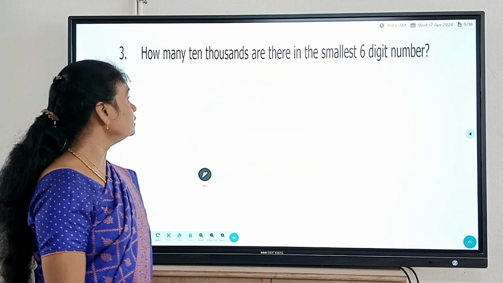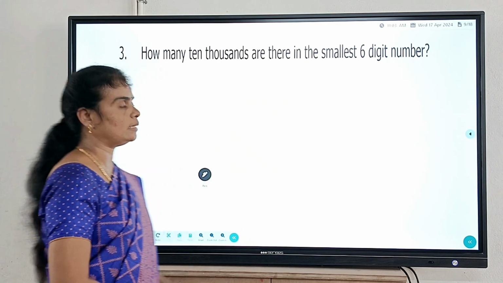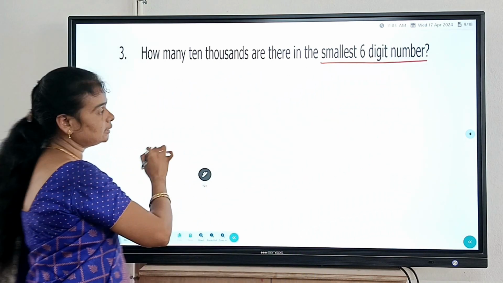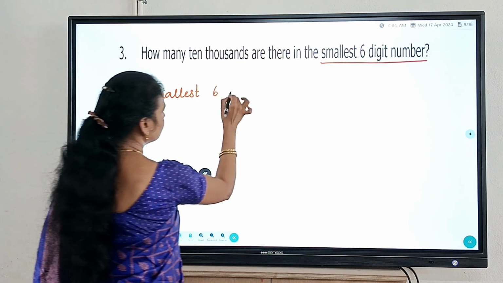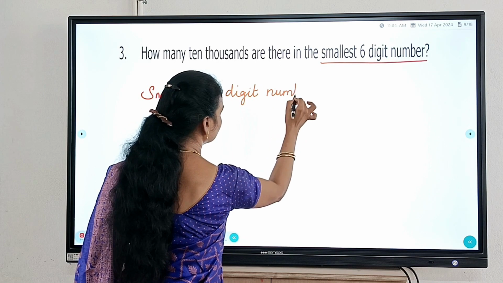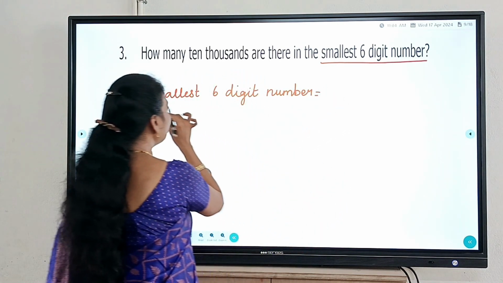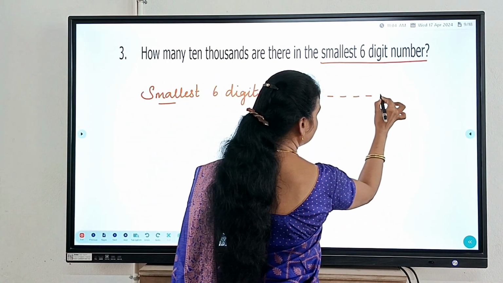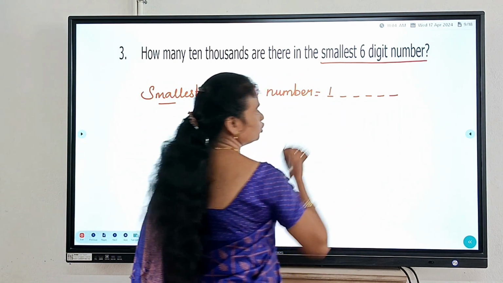Yeah. The third sum is how many 10,000s are there in the smallest 6-digit number. So to find this out, first we have to write the smallest 6-digit number. So what is the smallest 6-digit number? How will you write the smallest one? You will write first 6 dashes here. And it is the smallest they are asking, so the first dash should be filled with 1 and all the rest should be written as 0.